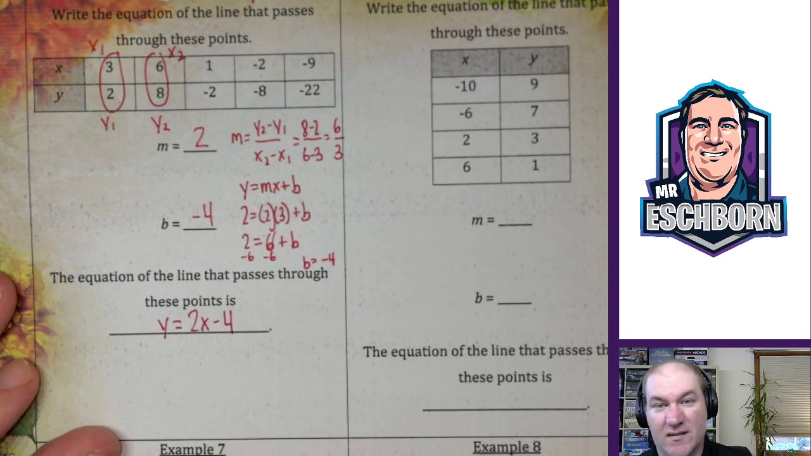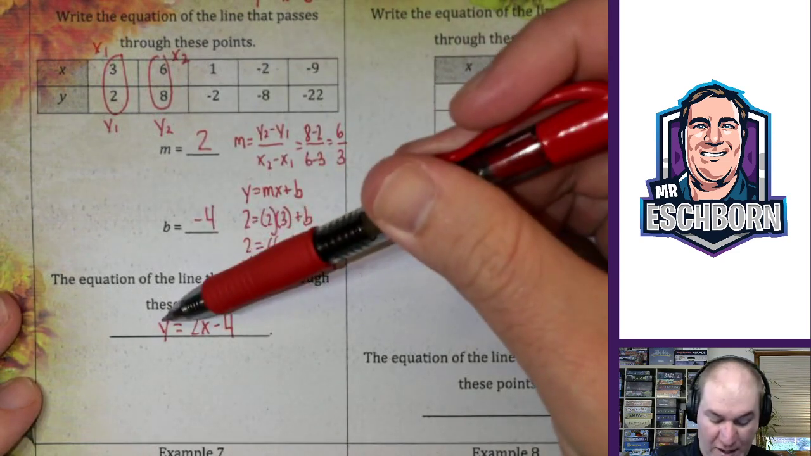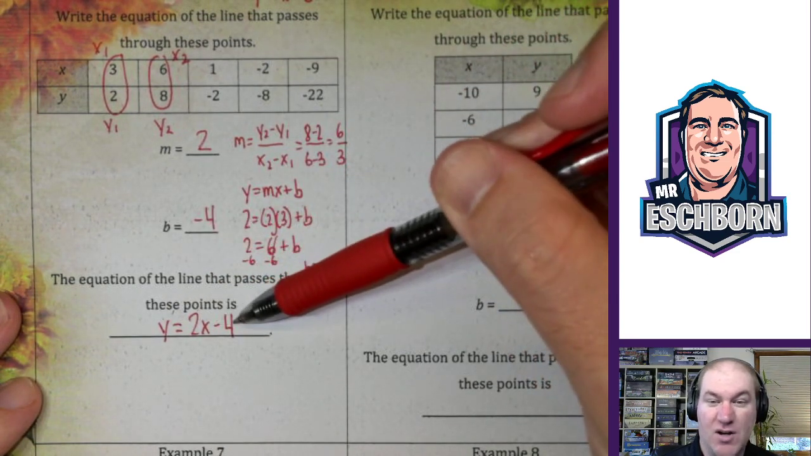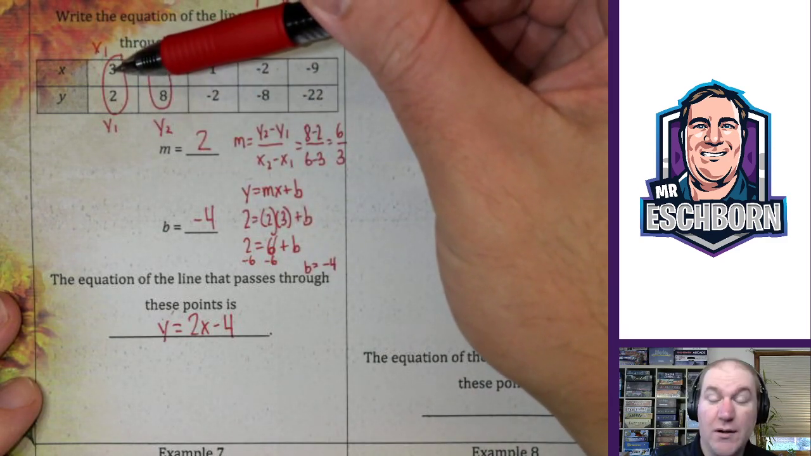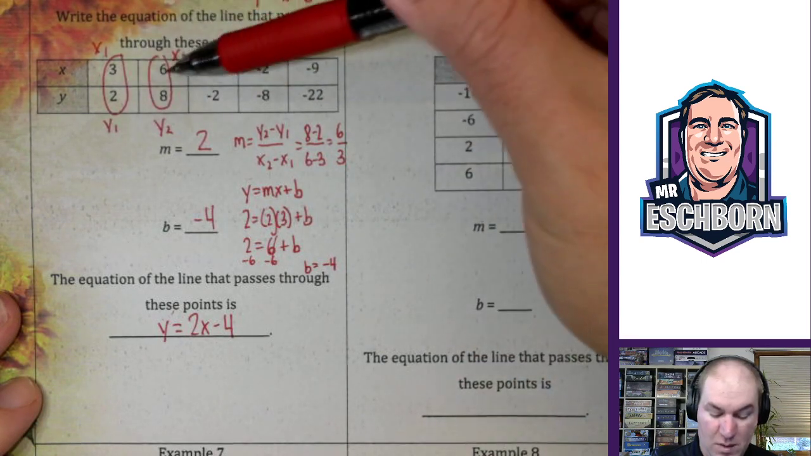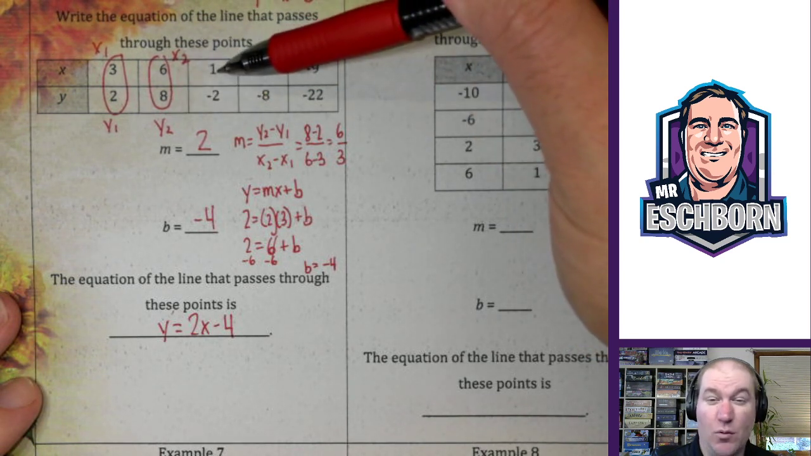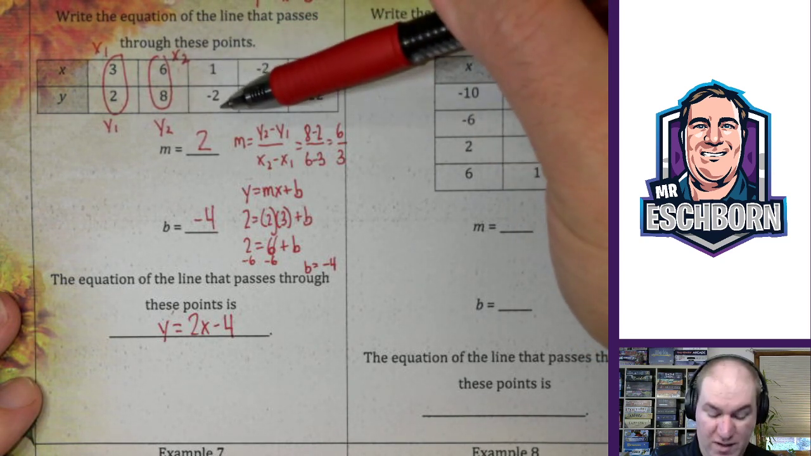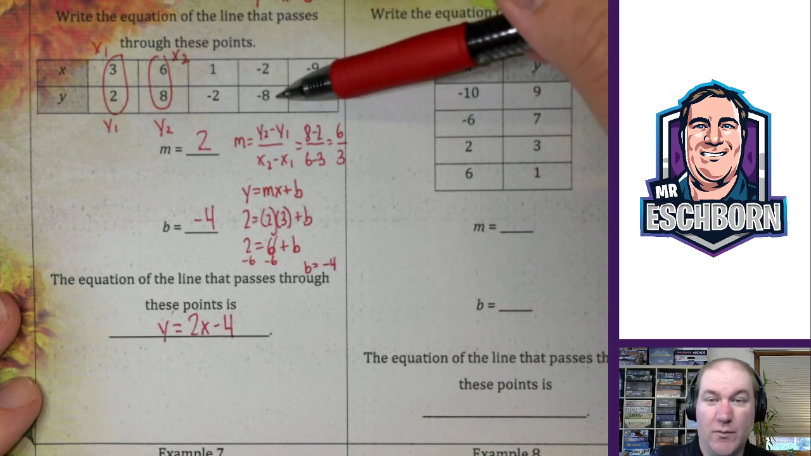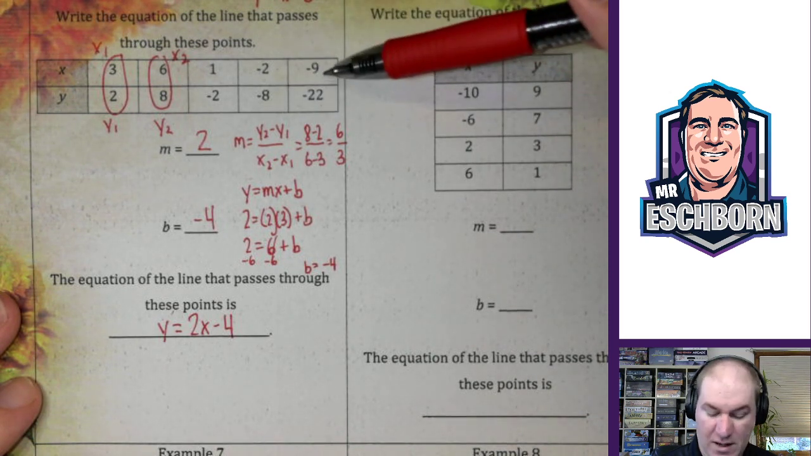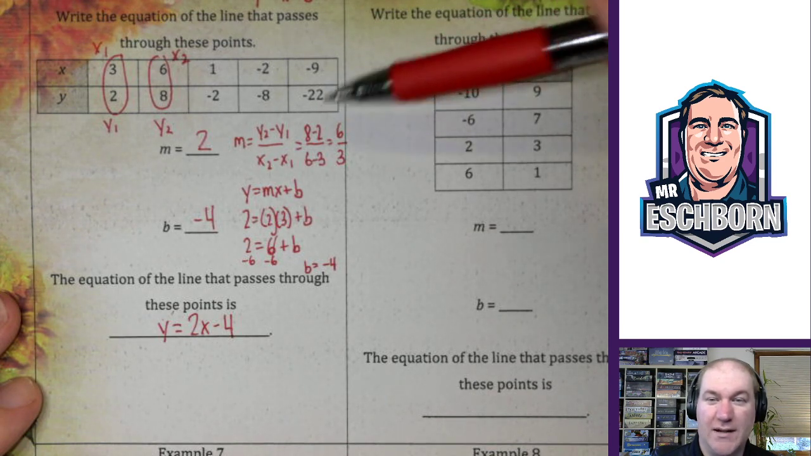Now I'm going to take a second and check this and make sure it works. For this entire table, if I want to know y, I need to double x, then subtract 4. So this should work on every column. I need to double 3 to get 6, and minus 4 is 2. I need to double 6 and get 12. 12 minus 4 is 8. I need to double 1 to get 2, and 2 minus 4 is negative 2. I need to double negative 2, which is negative 4. And then when you subtract 4, you get negative 8. And I need to double negative 9, which is negative 18. And when I subtract 4, I get negative 22.